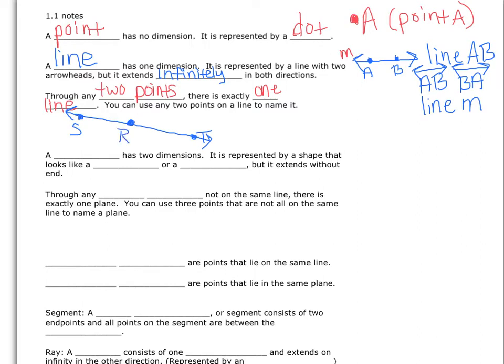So we could have an R, we could have an M. You only need 2 letters. You don't need any more than that. And basically, you can write them in any order.